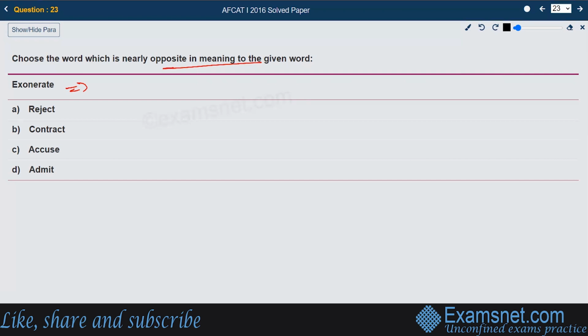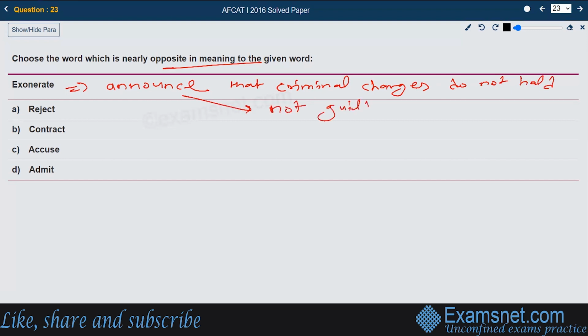So what does exonerate mean? The word exonerate is a legal word which means announce that the criminal charges do not hold, or the person is not guilty. Announce that the person is not guilty. That is what exonerate legally means.